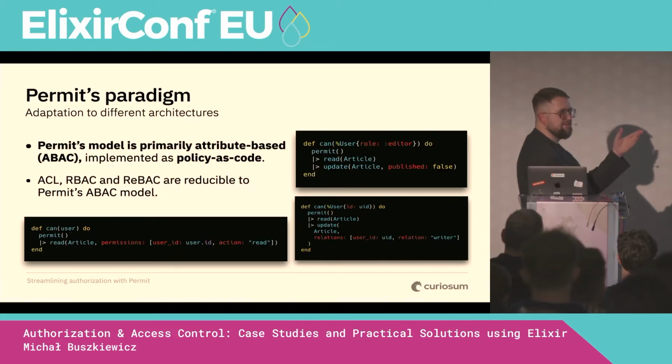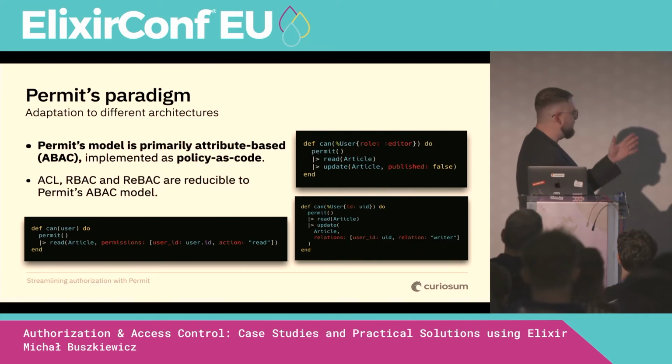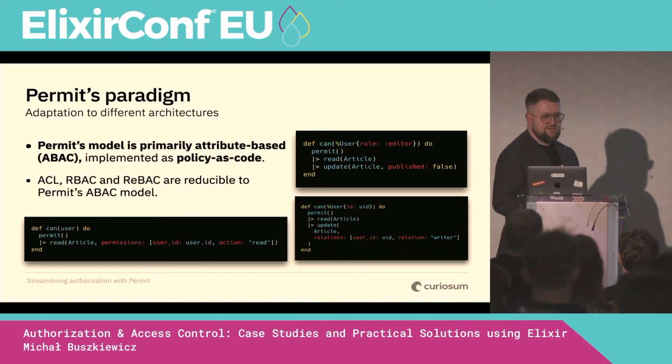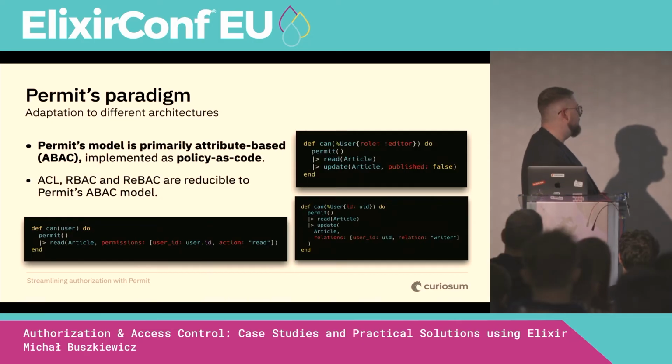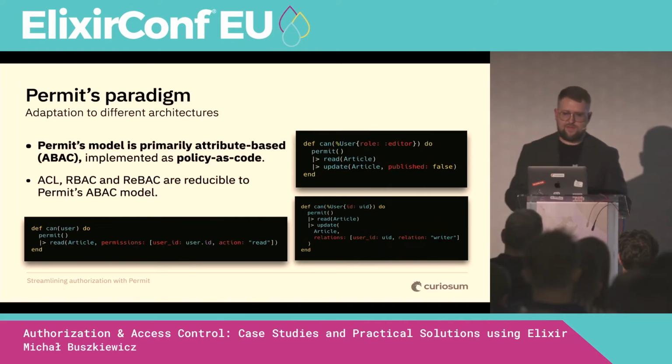The one to the top left is RBAC, so we have a clear role there. And the one at the bottom right is REBAC, in which the related entity is named relations, and you can see that we permit this if and only if this specific user has the writer relationship with that article.